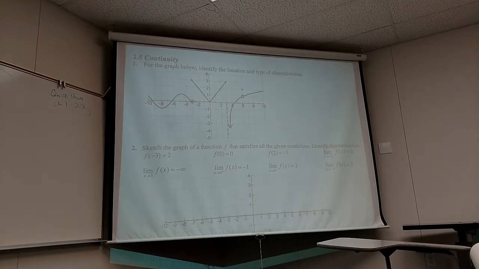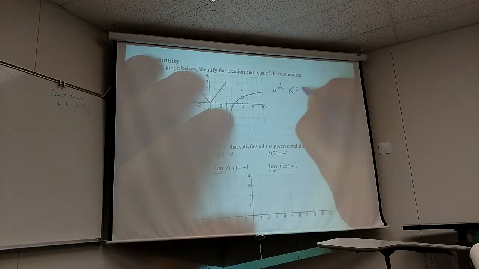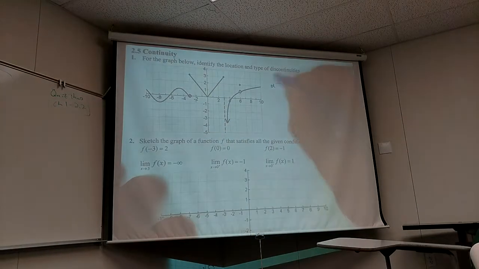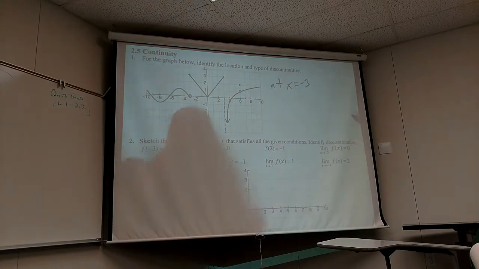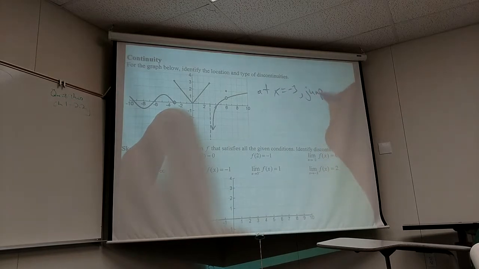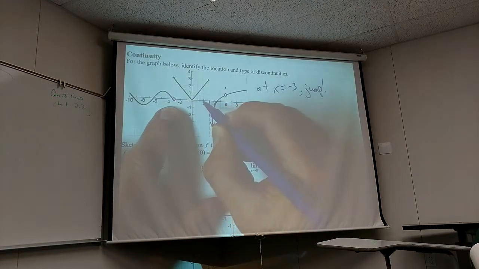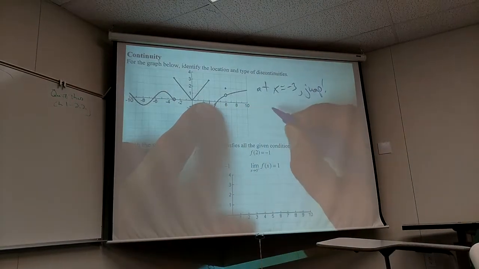So the location, where are there discontinuities? There's one at x equal -3. What type of discontinuity is it? Jump. Cool. Where's the next discontinuity? Yeah, at x equal 3.